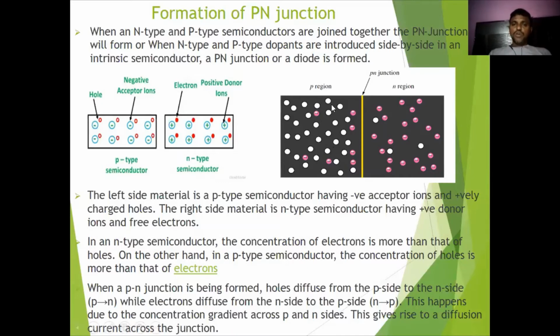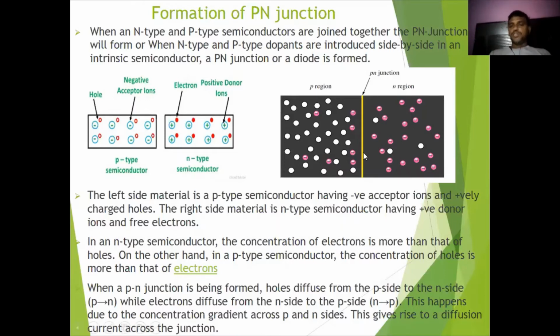So more holes will be in the P region. There is high concentration of holes in the P region and low concentration in the N region, so a concentration gradient is present. There is a rate of change as we move from the P region to the N region. Therefore, because of the concentration gradient, the holes at higher concentration in the P region try to move into the N region.